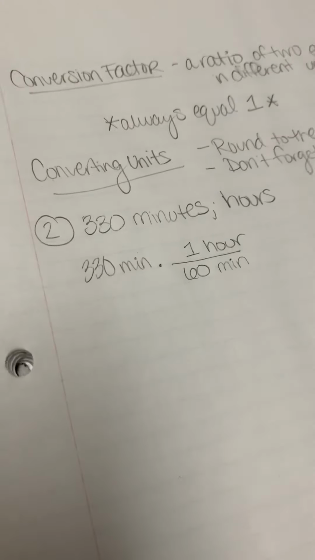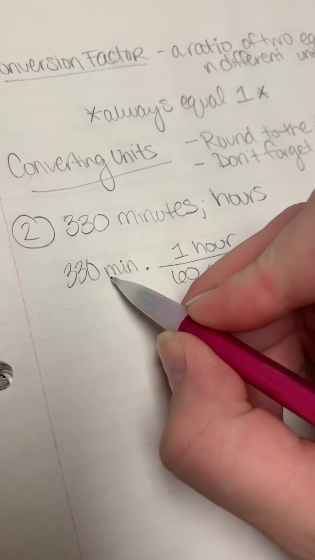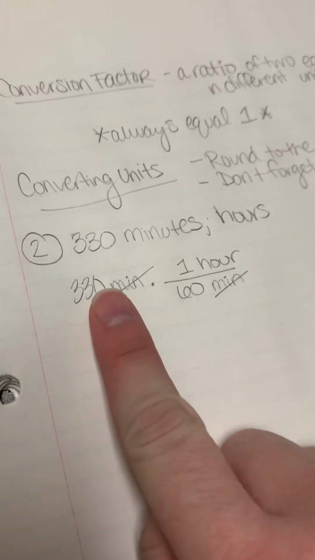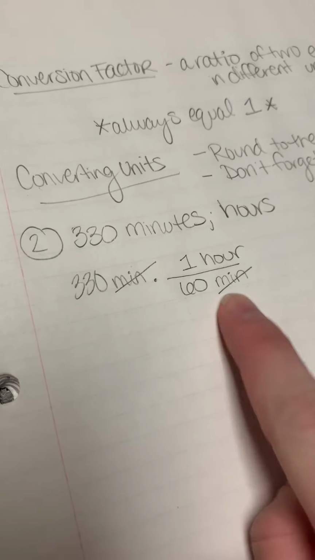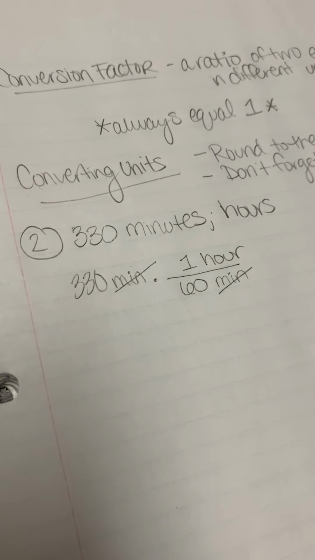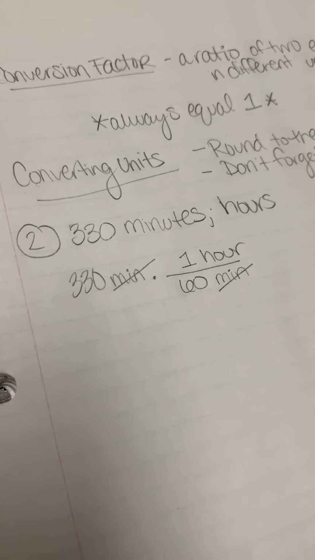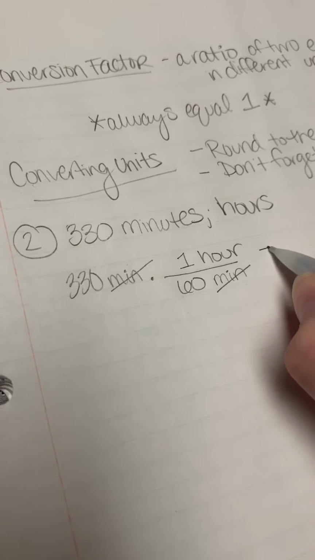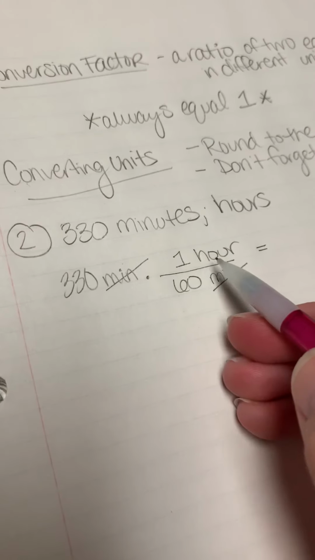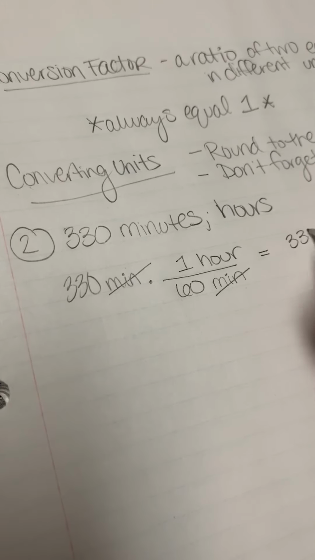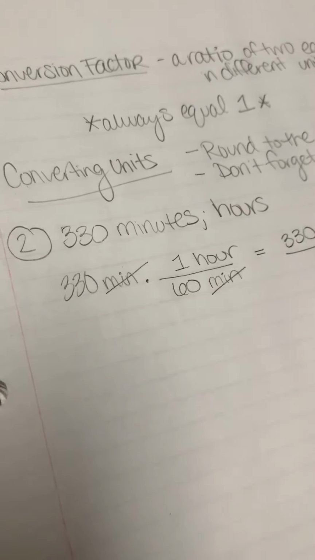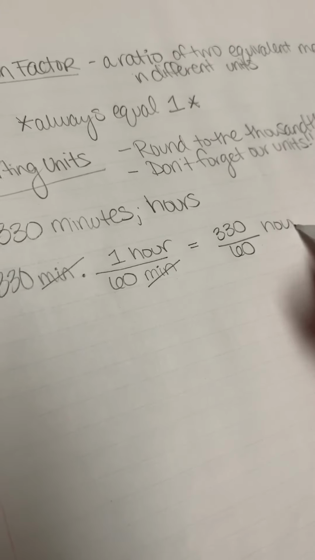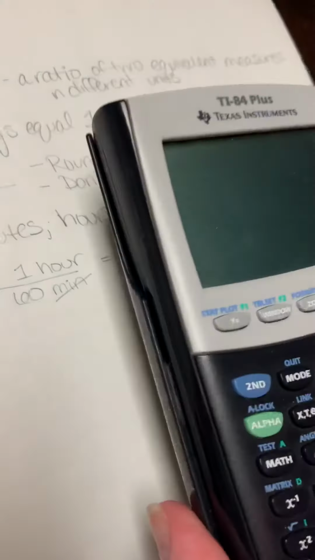Now, because I set it up this way, we know that we can cross-eliminate within fractions. Well, if there's a minutes in the numerator and a minutes in the denominator, that cancels. And I'm only left with hour, which is what I want. So then I'm going to multiply across. So 330 times 1 is 330 divided by 60. And we know this is going to be hours. Well, then we use our handy dandy calculator.